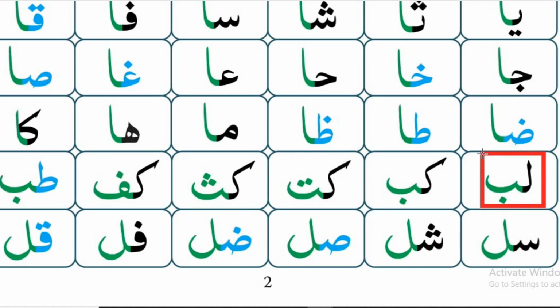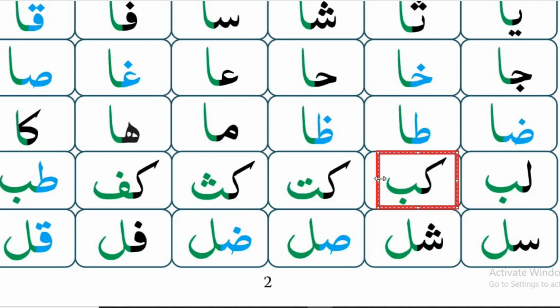So there will always be a gap between alif and the next letter. So this one, since it is connected to the next letter, it cannot be alif, it can only be lam. So it is lam and alif. And alif isn't the only letter which is not connected. There are some other letters which cannot be connected. For example, dal, zal, ra, za, waw. These letters are not connected to the next letter, and also alif. So it is lam, ba. It can only be lam and ba.